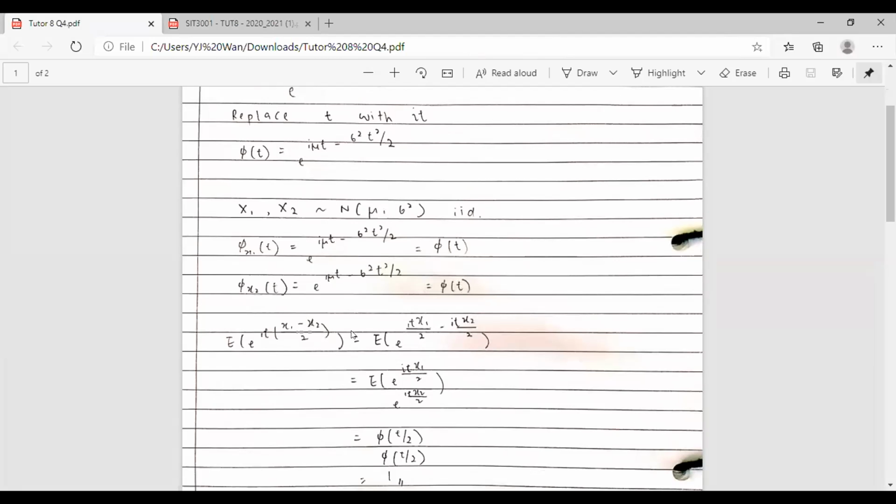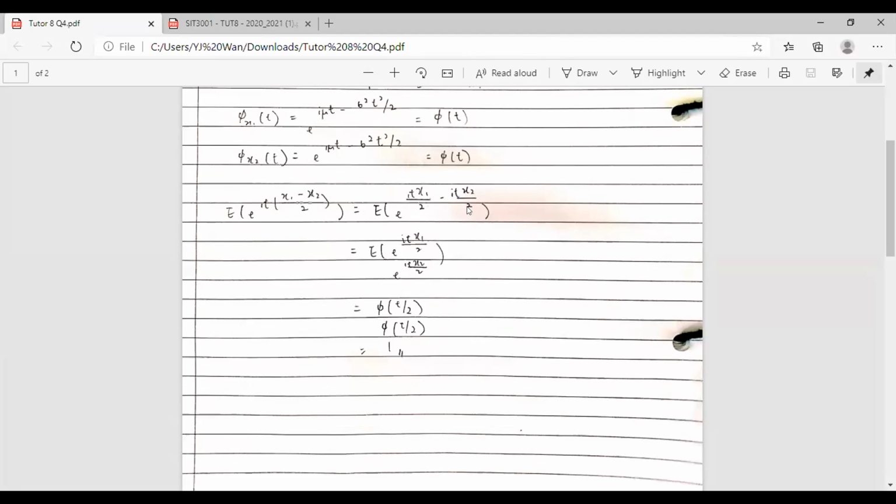So we are going to look for the characteristic function of x1 minus x2 over 2, and we compare to the existing distributions. So this is how I do it, and because they are independent, I can separate them, and I end up getting this as my characteristic function. And I'm stuck here because I couldn't find any distribution having this characteristic function. I don't know whether there is a problem with my concept or what.